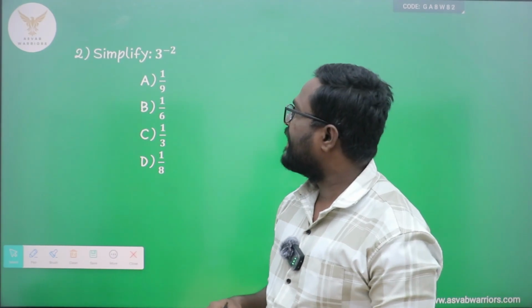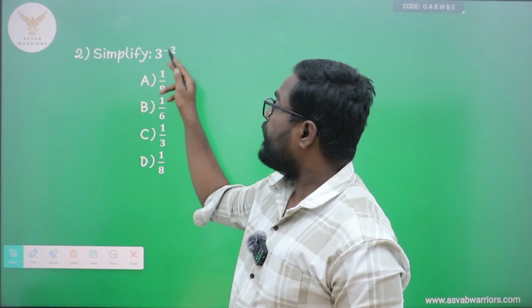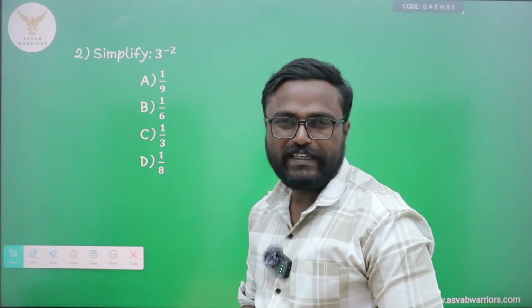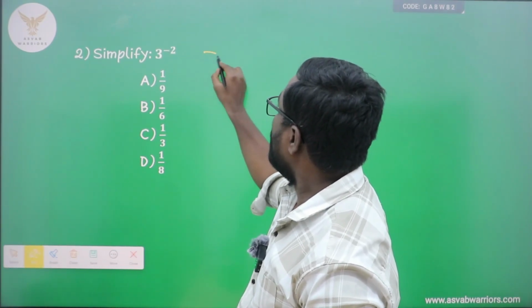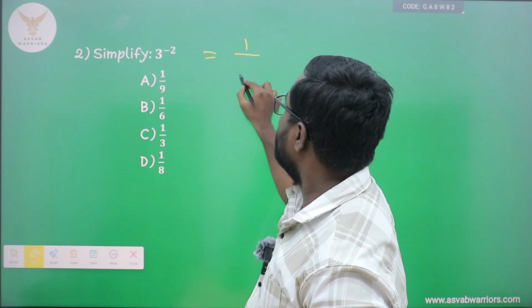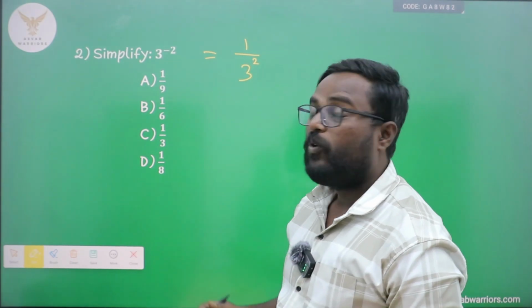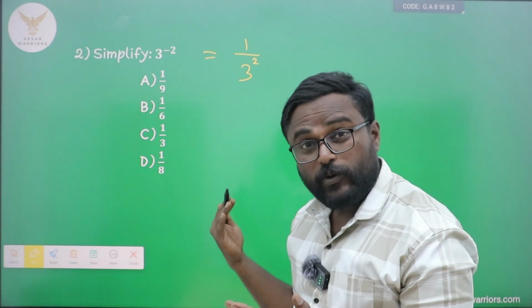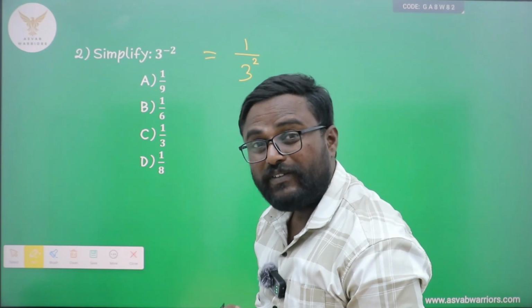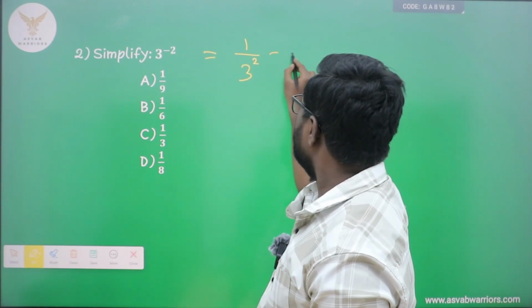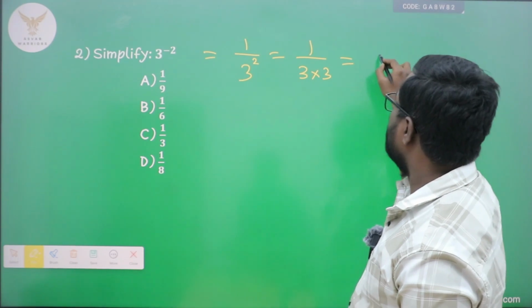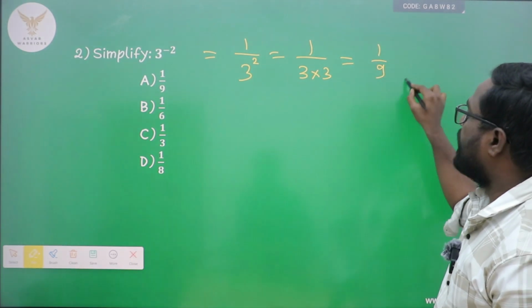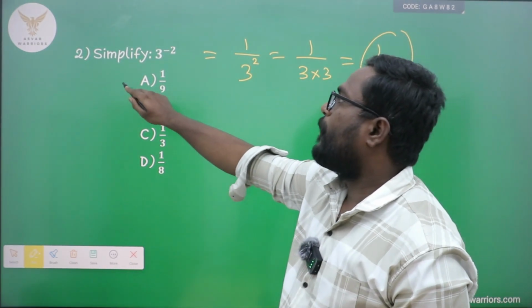The next question says simplify 3 to the power minus 2, easy peasy lemon squeezy, which will be 1 over 3 to the power 2. Now what do we know? 3 to the power 2 is 3 multiplied with itself 2 times, meaning 1 over 3 times 3, which is 1 over 9. So let us see, option A is correct.